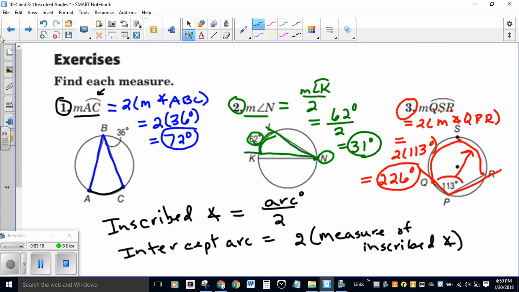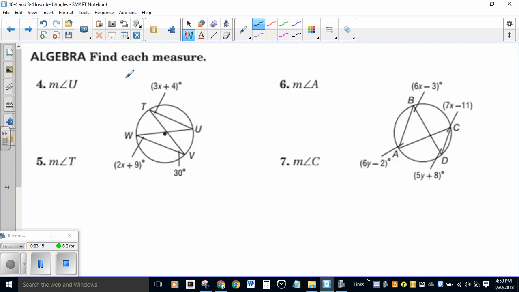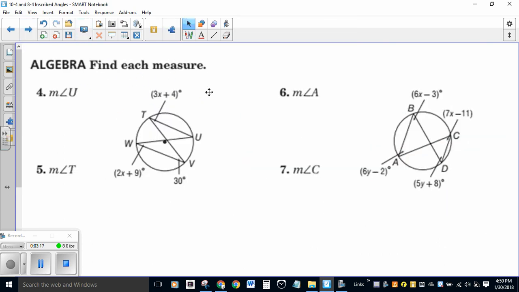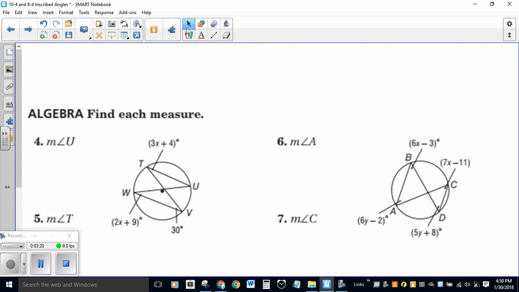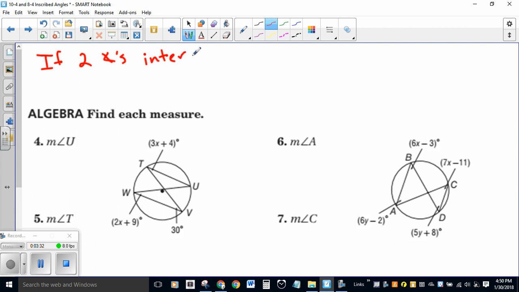Alright, now the second thing that we went over was about two angles that intersect the same arc. So our theorem says if two angles intercept the same arc, then the two angles are equal, are congruent.